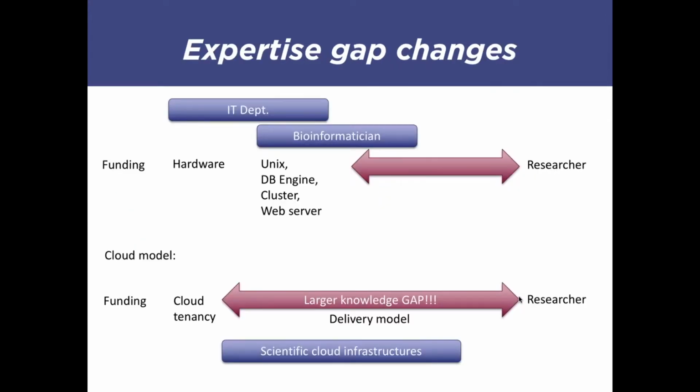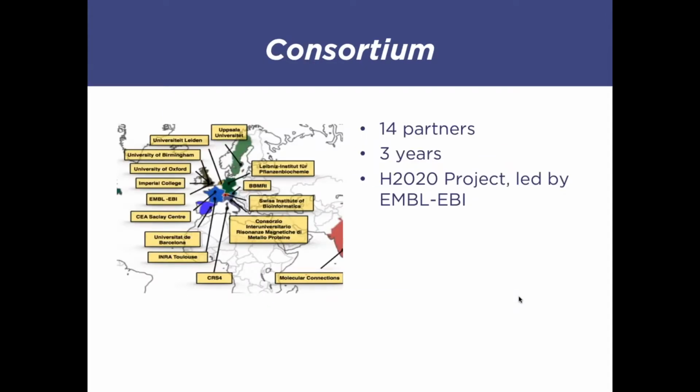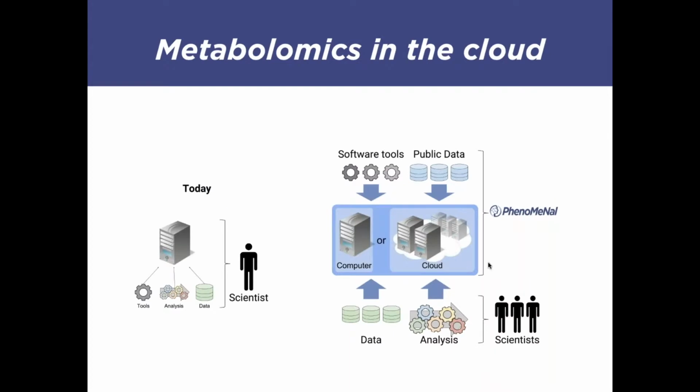So with that, I will step into our consortium as such. The PhenoMeNal Consortium is composed of 14 partners. We got a granted Horizon 2020 project for a 3-year period led by EMBL-EBI with the partners that are shown in the map. And this is all people that have plenty of experience in dealing with large data problems in the fields of metabolomics.